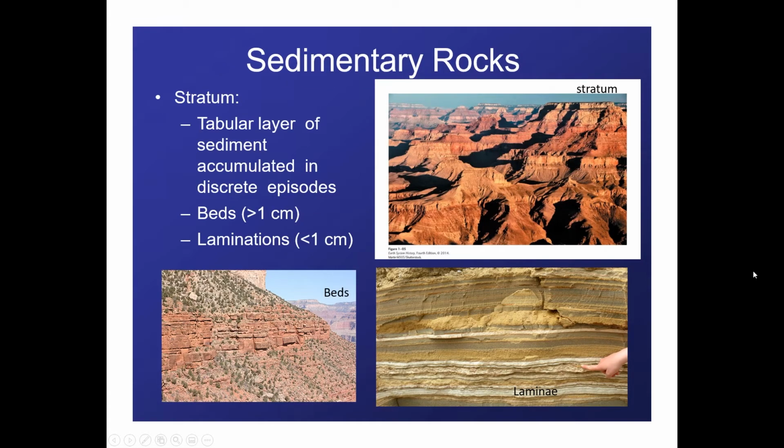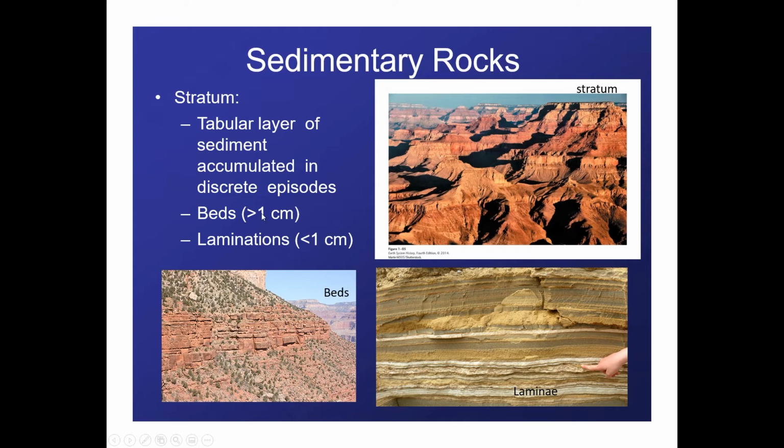Sedimentary rocks form tabular layers because they're deposited via gravity. You can think of them as kind of flat lines when they're first deposited. That flat tabular layer of sediment is called a stratum, and it's accumulated in discrete episodes. Strata are composed of beds.